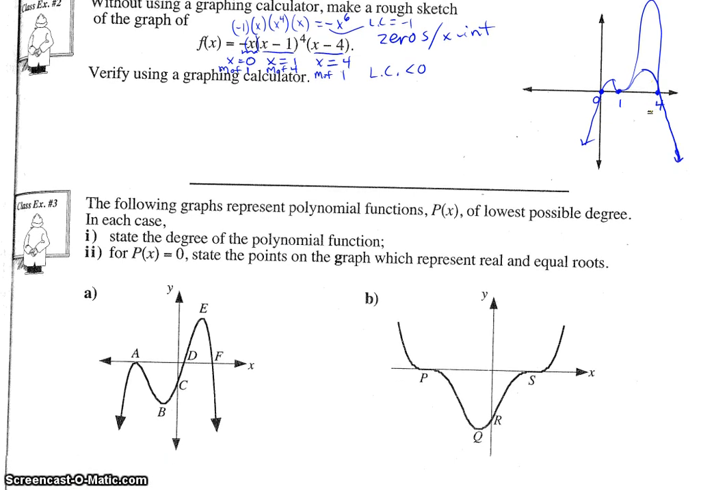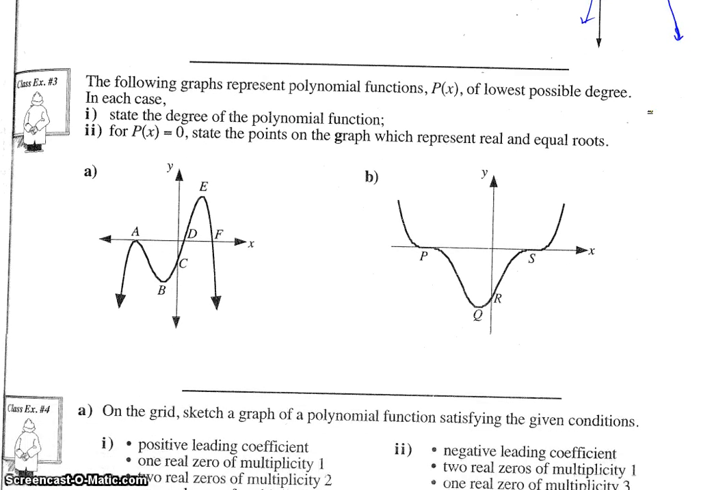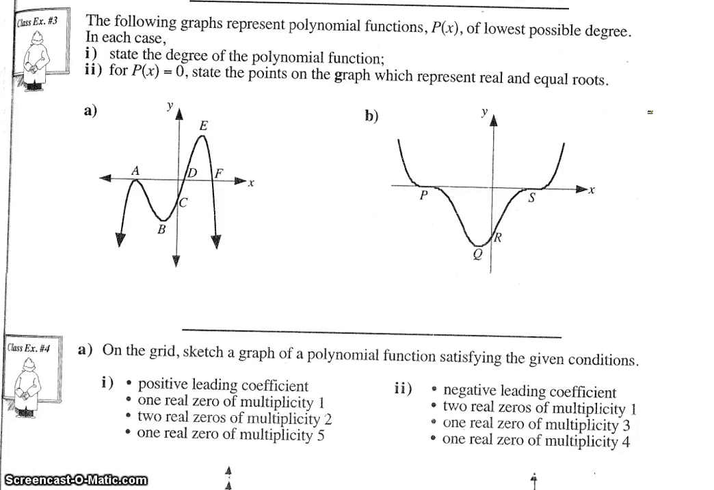All right, so example number 3. The following graphs represent polynomial functions p of x of lowest possible degree. So that means if you had a choice of a multiplicity of 3, 5, 7, or 9, you'd choose 3. For each, state the degree of the polynomial function. And for p of x equals 0, the x-intercepts, or zeros, state the points on the graph which represent real and equal roots.